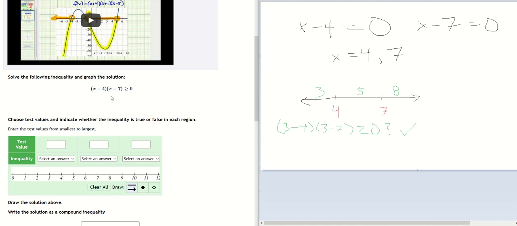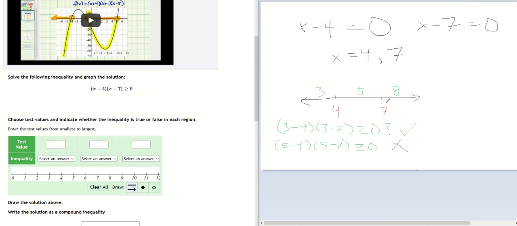So the same thing here with 5. If you put in 5 right here, 5 minus 4 is a positive number. It's positive 1. And then when you do 5 minus 7, that's going to be negative 2. So is that greater than or equal to 0? No, you're going to get a negative number in this case. So that's not true. And again, you could do that without actually finding the number.